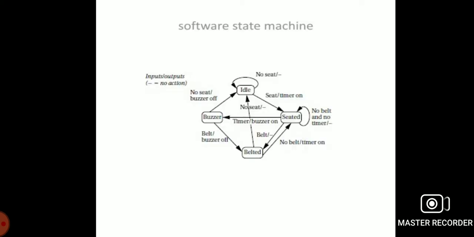So these are the software state machine. It is an input and output model. There is an inversion or coefficient model. That is three or four category branches. So there is idle and buzzer and seated and belt. So these are the major roles of the application of embedded programming.